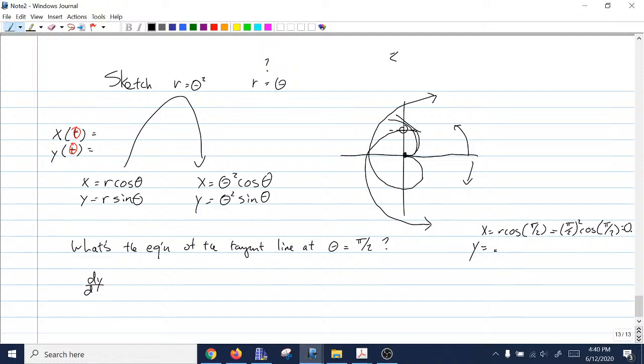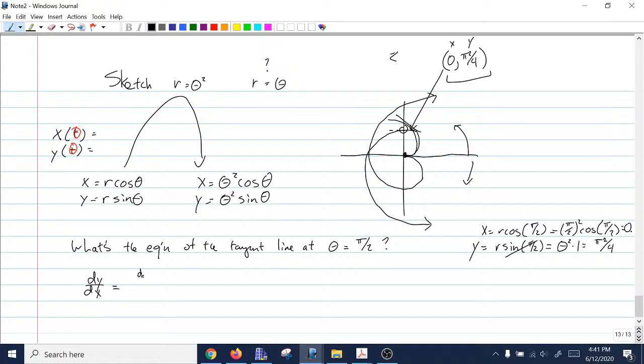Duh. y is r sine pi over 2. Sine pi over 2 is 1. r is theta squared, so I get pi squared over 4. So the coordinates of this point are 0, comma, pi squared over 4, my rectangular coordinates of the point. If you have multiple coordinate systems floating around, it's a good idea to label your x, y coordinates as, hey, by the way, I'm talking about an x and a y, not a theta and an r. How do I find dy/dx?